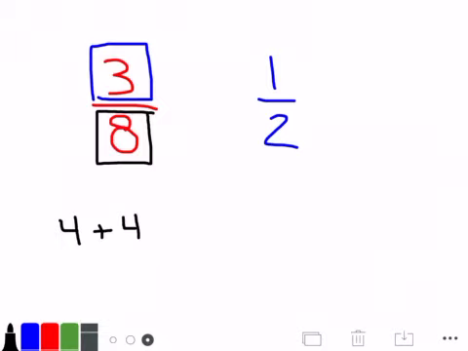3 is less than half of my denominator, which we said is 4. 3 is less than 4. That means my fraction of 3/8 is less than 1/2. Keep this in mind as we get into the lesson today, and it will definitely help you order and compare fractions. See you in a bit.